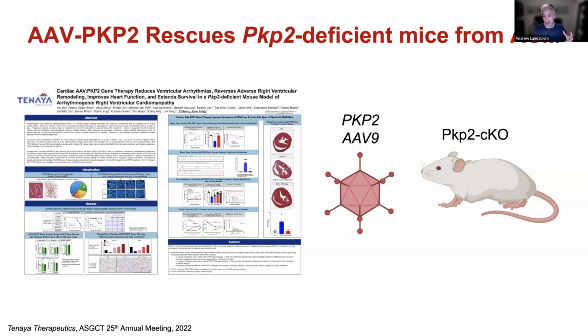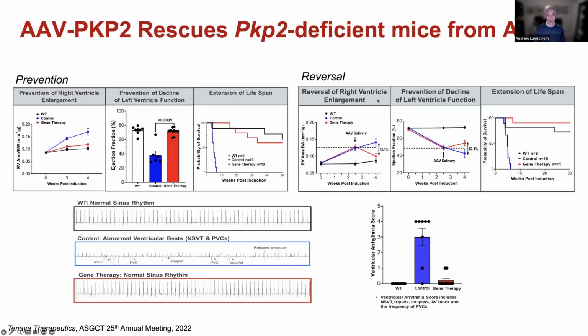They said, well, why don't we just replace this missing PKP2 in a mouse model of PKP2 arrhythmic cardiomyopathy? And this is that work from Tenaya that's all, again, in the public domain. What they basically found was they took these mice with a PKP2 mutation. They found there was arrhythmic cardiomyopathy in those mice. And then when they gave the PKP2 back using the virus, those mice actually got a lot better.